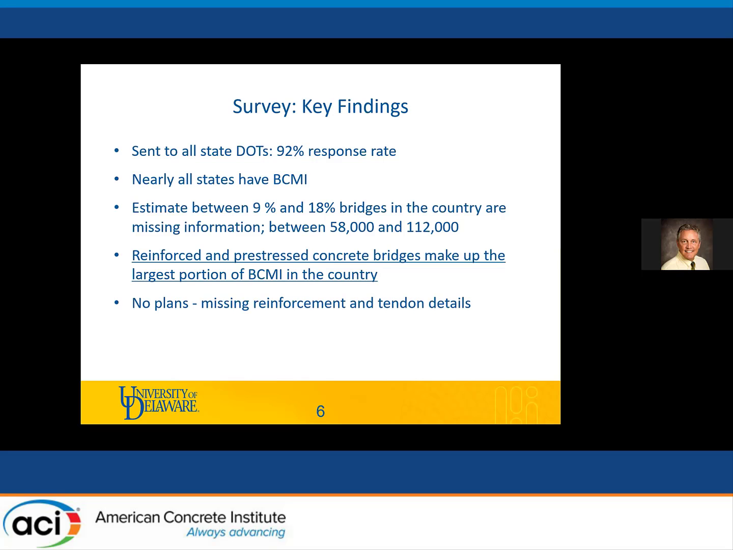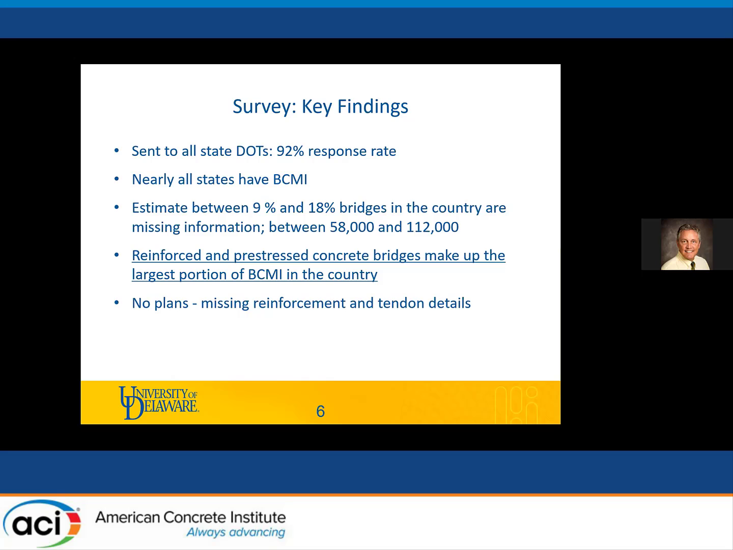Moving on to the survey, we developed a survey and sent that to all the state DOTs, and we had a very good response rate. We had a 92% response rate, which amounted to 46 DOTs responding, which was very good. Of course, we asked a lot of questions about, do they have bridges without information? How do they deal with this? What methods, what technologies, et cetera.